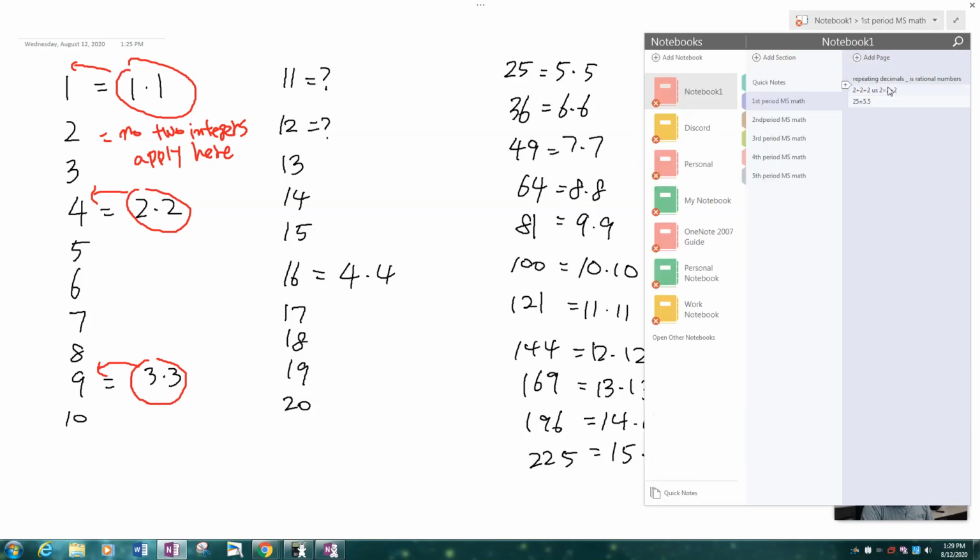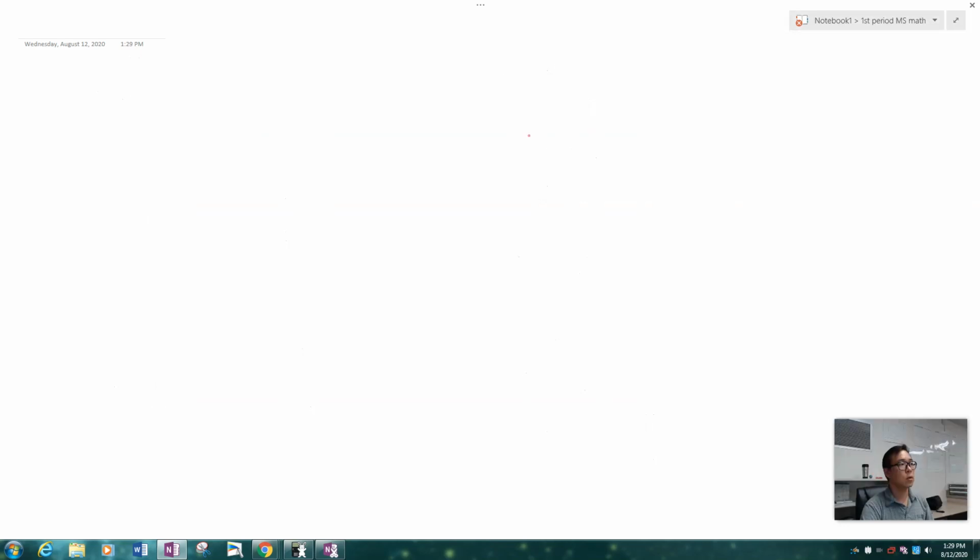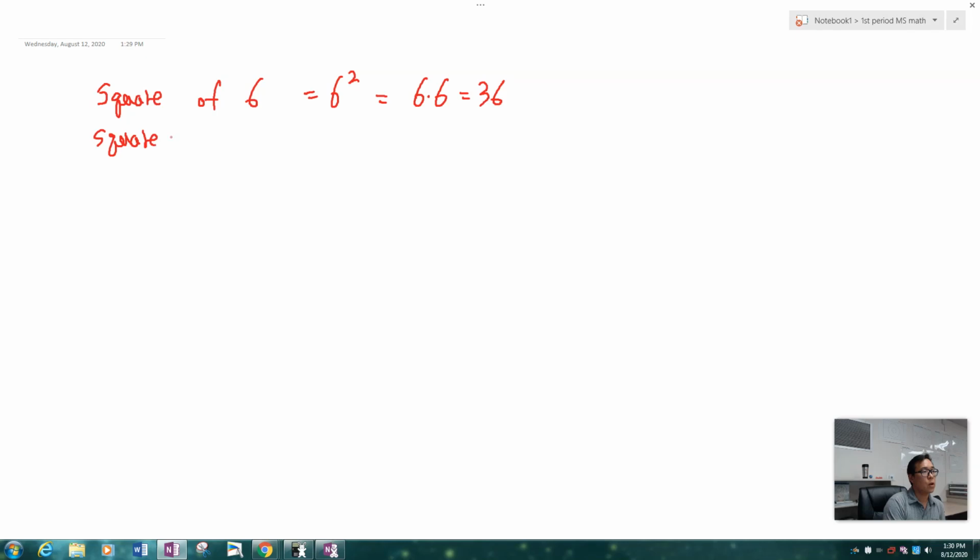And I'm going to go back to my notes again, add one more page. Okay, and this is what I found out during your pretest. Your pretest was, what is a square? What is a square of 6? That means 6 squared, which means 6 times 6, therefore 36. What is the square of -6? That means -6, quantity of -6 squared.